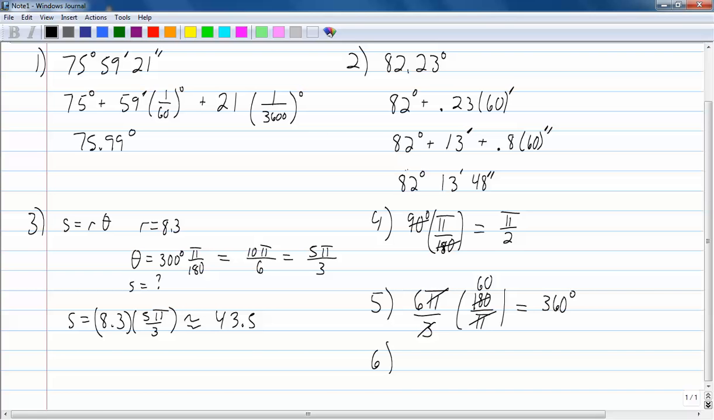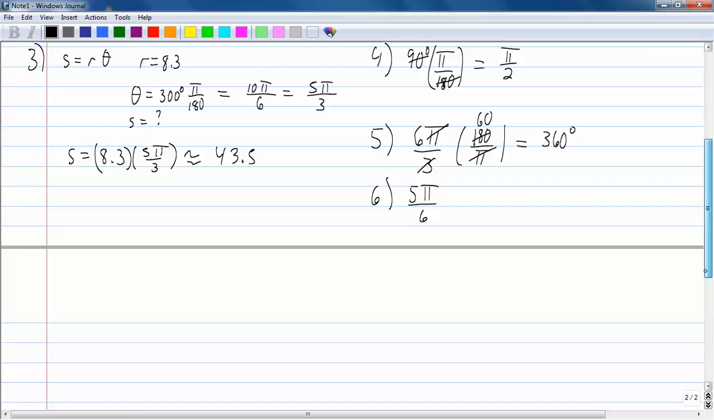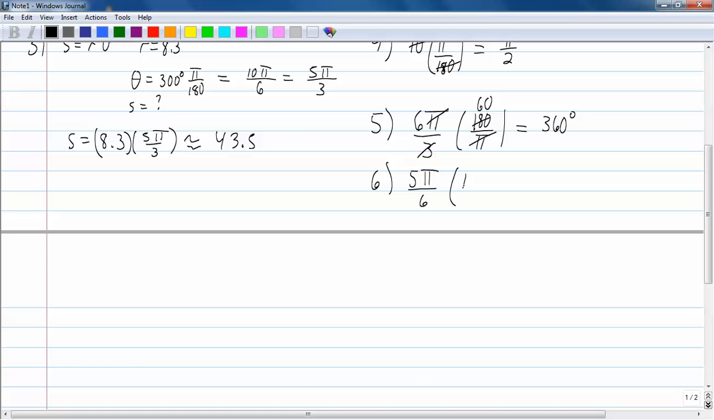For number 6, we want to convert 5 pi over 6 to degrees. So multiply again by 180 over pi. The pi's cancel out. You can cancel out between the 6 and the 180. That will leave 30. And so that's 5 times 30. That's all that's left. That's 150 degrees.